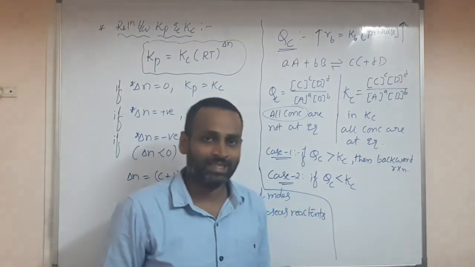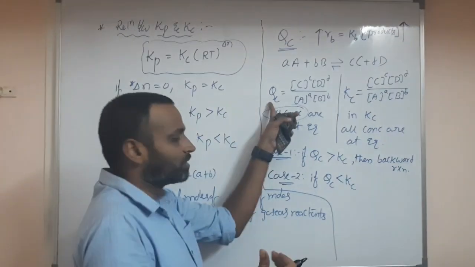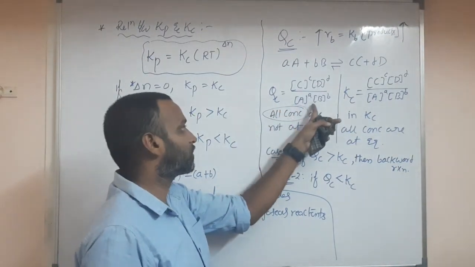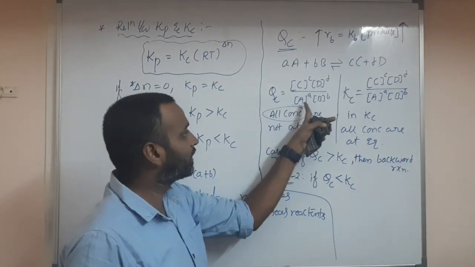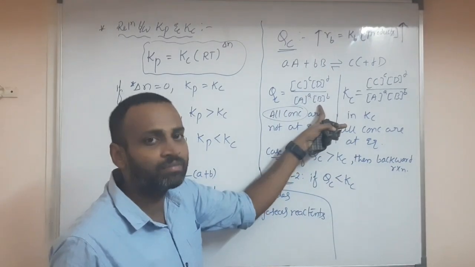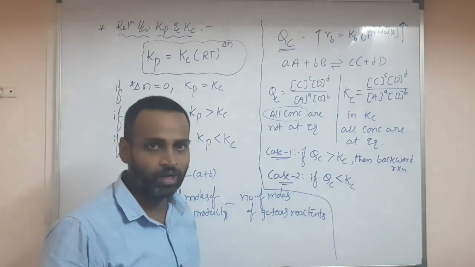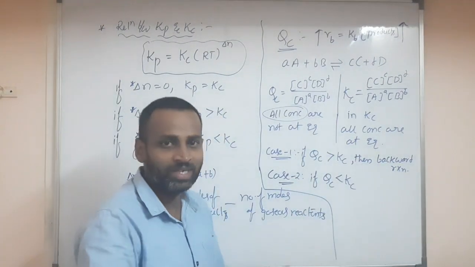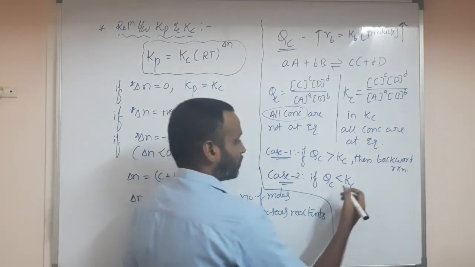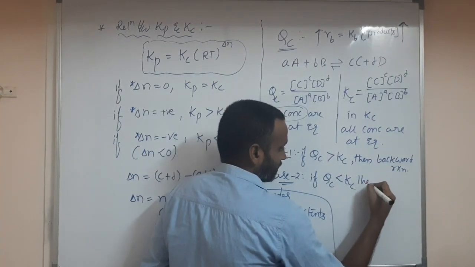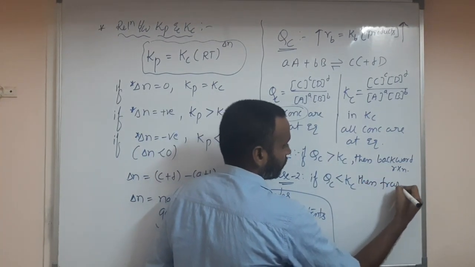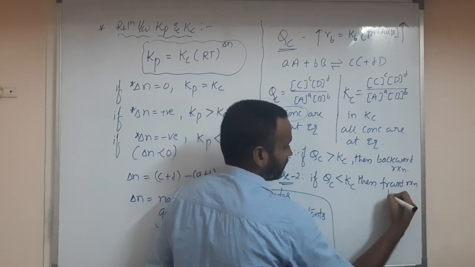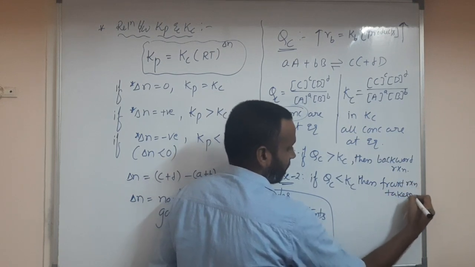QC is less than KC now. This QC became small, which means the denominator is big. In the denominator, whose concentrations do you have? Reactant concentrations. So reactants are more, then the forward reaction is more, because the rate of the forward reaction is more now. So if QC is less than KC, then the forward reaction takes place.